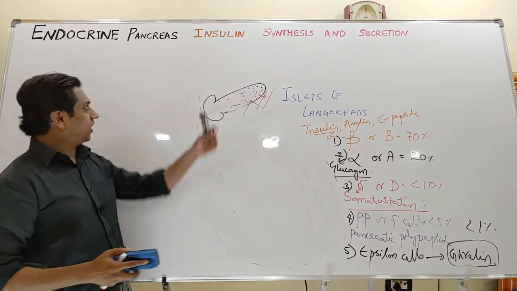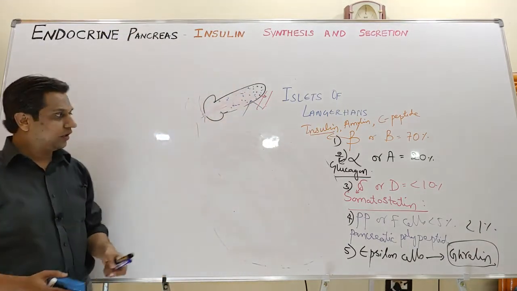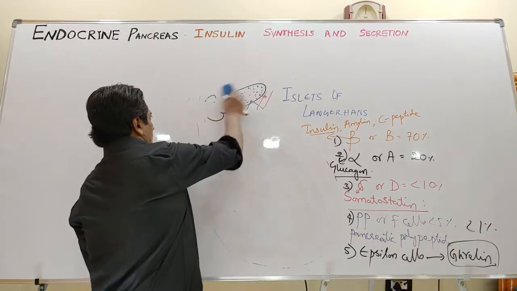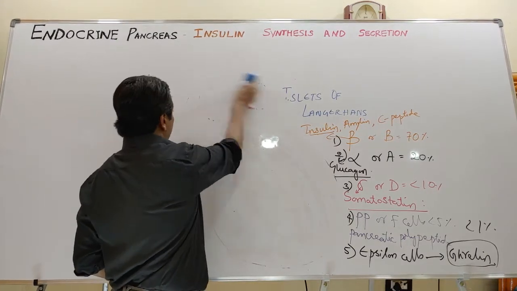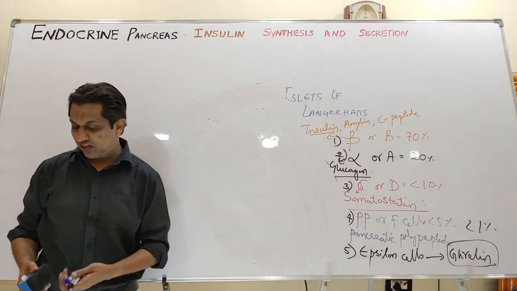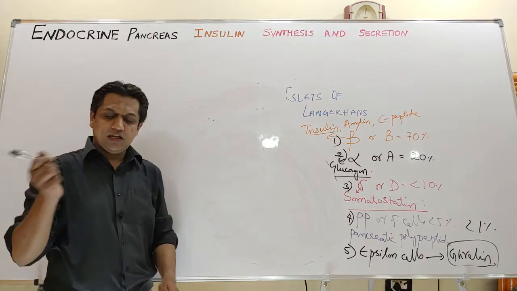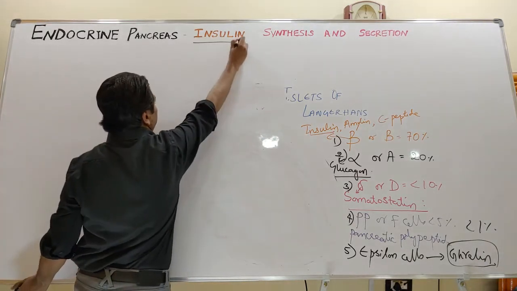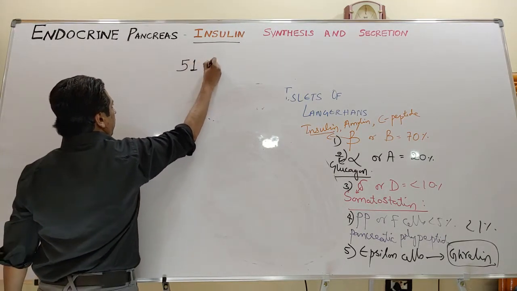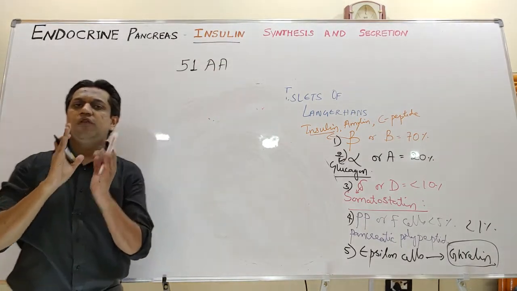Now after knowing that, come to our main topic, insulin, that is, the very important hormone secreted by beta cells. What is the chemical structure of insulin, and how is it secreted from these beta cells? Now we are going to discuss this in detail. Before that, let us first see the chemical structure of insulin. Chemically, the hormone insulin, which is secreted from the beta cell, is a polypeptide made up of 51 amino acids.